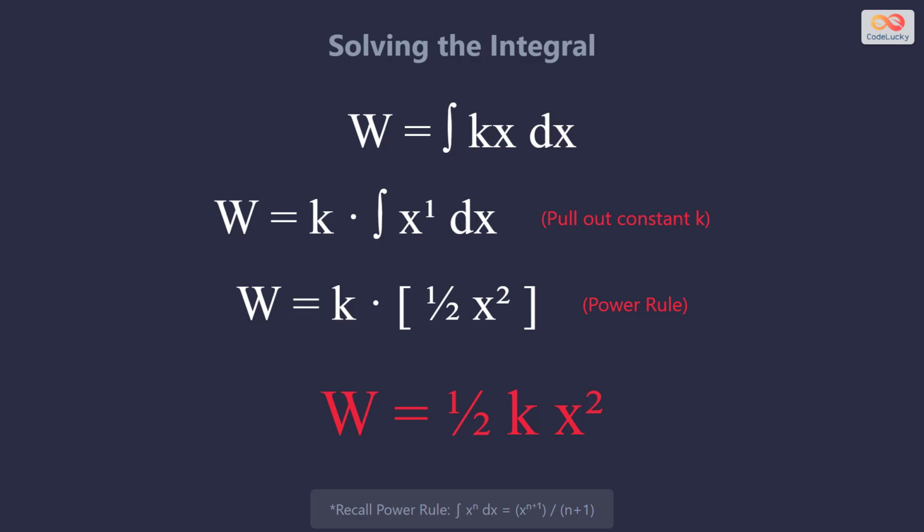Solving this is straightforward. First, since k is a constant stiffness, we can pull it outside the integral sign. We are left with the integral of x to the power of 1. Using the power rule of calculus, the integral of x becomes 1/2 x squared. Multiplying by our constant k, we get the result. Work equals 1/2 kx squared.